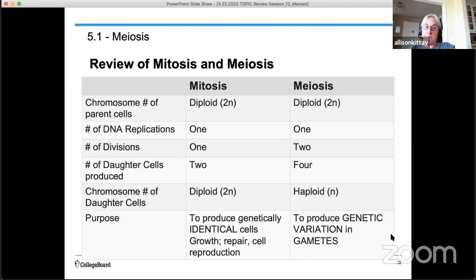The chromosome number of the new cells that are produced is the same as the parent in mitosis. Remember, we want genetically identical cells. And then in meiosis, we reduce the chromosome number by half in those 4 cells that are produced. The purpose, as we talked about yesterday, of mitosis is generalized growth, cell repair, and cell reproduction. For meiosis, we want to produce gametes, and in doing so, we want to ensure there is genetic variation in those gametes.